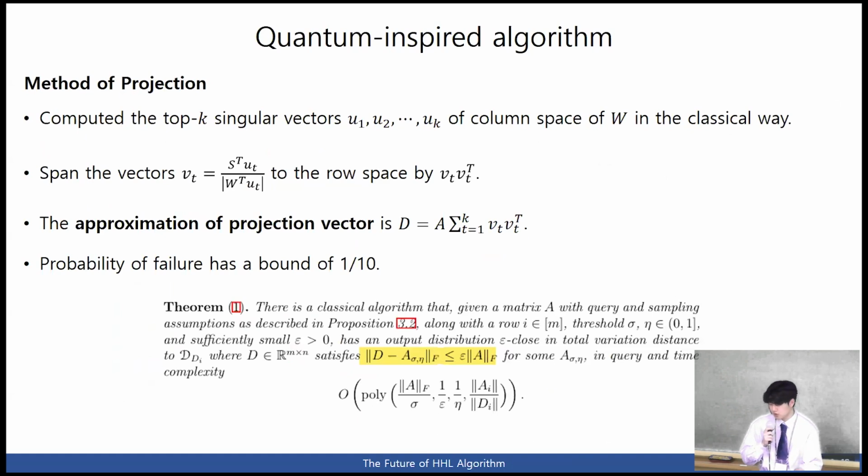So U1, U2, up to UK span the column space of W. This is spanned into the row space using VT, and VT times VT transpose. You can think of this as an approximate projected vector. The probability of failure is about 1/10, but this takes a lot of mathematical methods. If you want, you can see the paper.